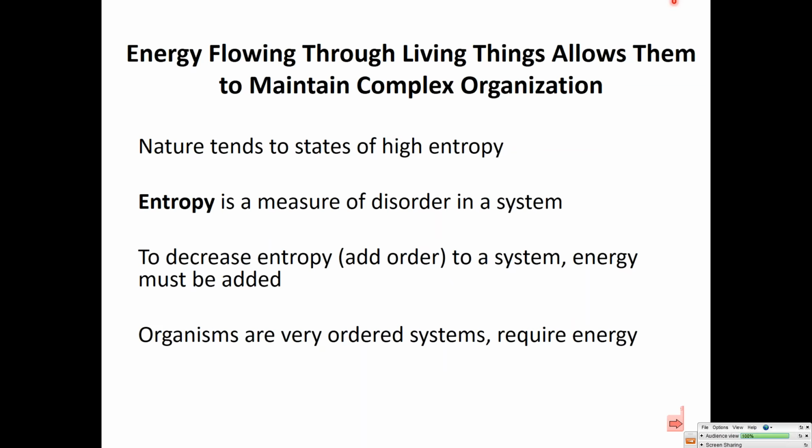And entropy is the measure of disorder in a system. Okay, so if something is very disordered, it has a high amount of entropy. If something is very organized, it has a low amount of entropy. And nature tends to states of high entropy. Right? For example, if you knock a glass of milk off the table, it breaks, right? It went from low to high entropy. How do you get back from high entropy, very disordered, fragments of glass and milk all over the floor? You have to put energy back into the system to reorganize it, right?